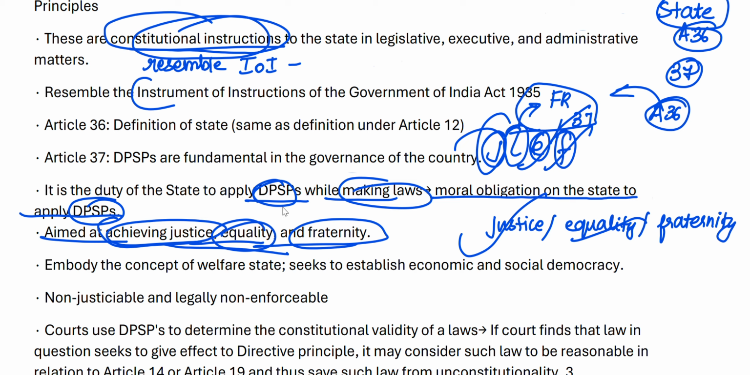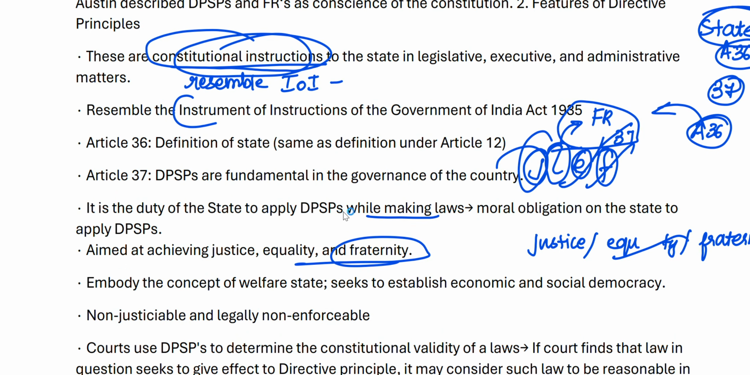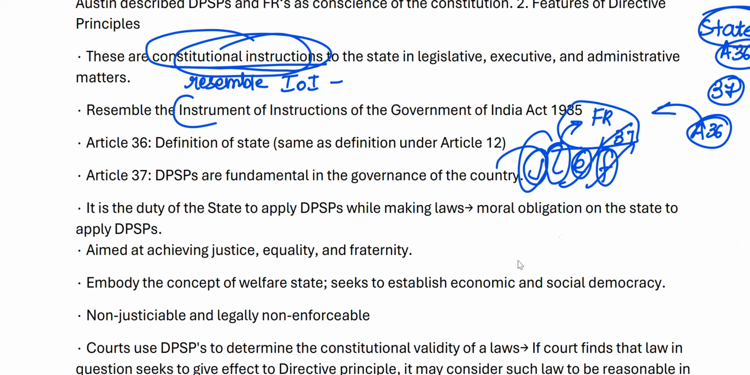Now we have Article 36. What is Article 36? It is the definition of the state. What is Article 37? It is about applying the DPSP in the governance of the country. What is the duty? The duty is to apply the DPSPs while making laws, because they are aimed at achieving justice, equality, and fraternity.